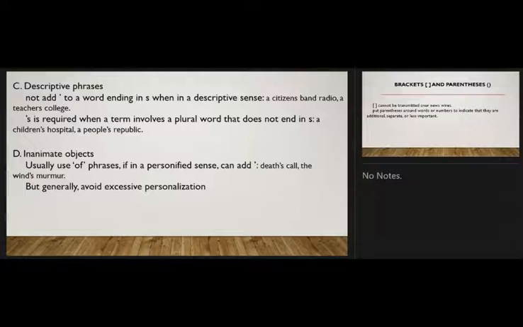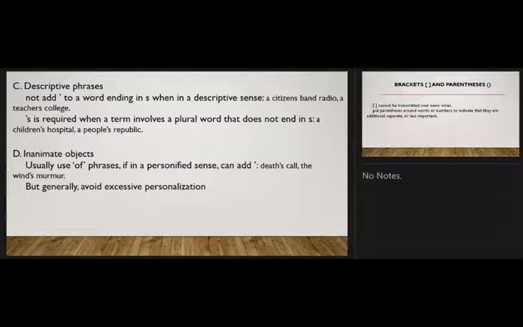Third, when it's used with descriptive phrases. Please do not add an apostrophe to a word ending in s when used in a descriptive sense, like a citizens band radio, a teachers college. Here the citizens and the teachers are descriptive words. Second, apostrophe and s is required when a term involves a plural word that does not end in s. For example, a children's hospital, a people's republic.